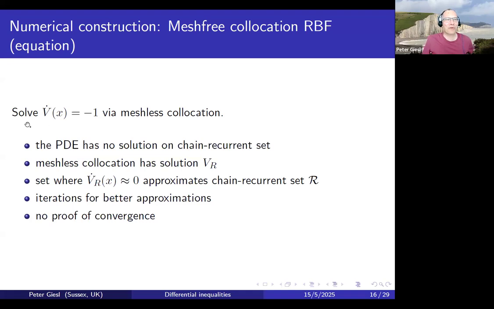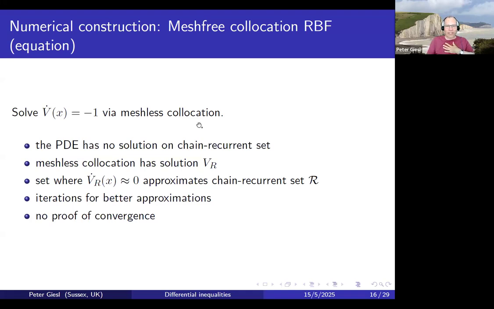So the most naive approach would be, well, can we solve this problem? Find a function v where the derivative is -1. That would mean it's decreasing with constant rate -1 everywhere. And that is actually a PDE. So the v dot, although it looks like a normal derivative, is actually a partial derivative.